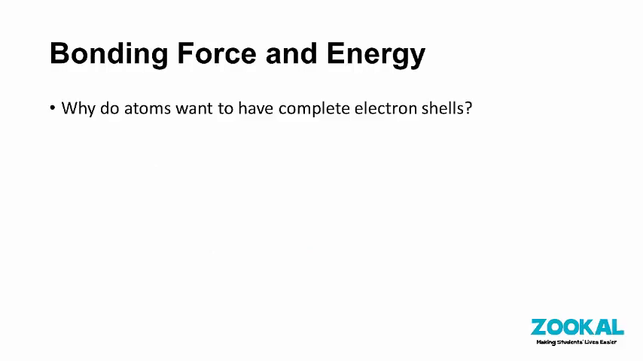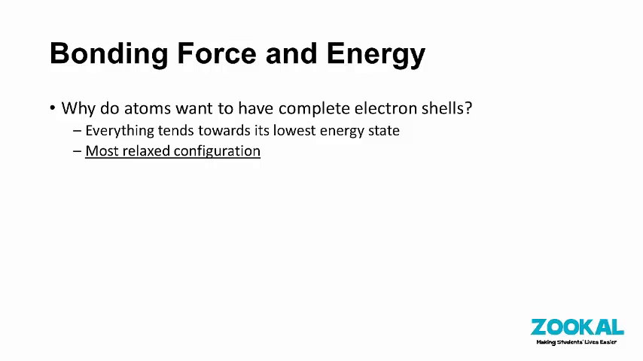We stated that atoms want to have complete valence shells, but we haven't discussed why. The reason is that everything wants to achieve its lowest energy state. If you stretch a rubber band, it will try and return to its unstretched state, in other words, its resting state. A ball on a hill will try and roll to the bottom of the hill. In other words, they are both trying to reach their most relaxed configuration.